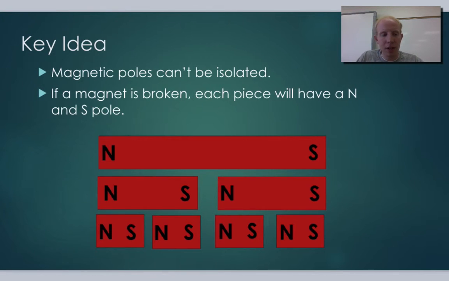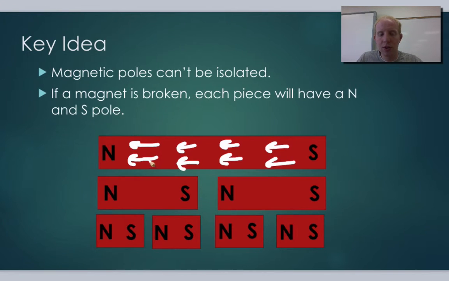And you can think of it inside of the magnet like this. You can describe it as little arrows pointing towards the north side. So inside that whole bar magnet, there's this magnetic field, you could say, pointing towards the north side of the magnet.